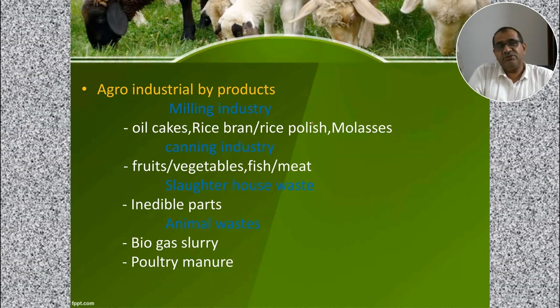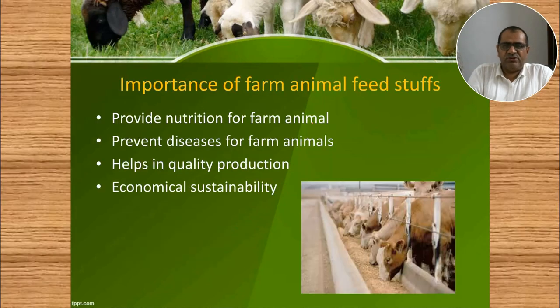And sometimes 100% digestion cannot be expected from all the animals, and the excreta of those animals may be the food of sometimes aquatic animals like fish, and they can grow very well. So these are the different types of farming situations wherein we need the importance of farm animal feedstuffs. They provide nutrition to the farm animal especially.